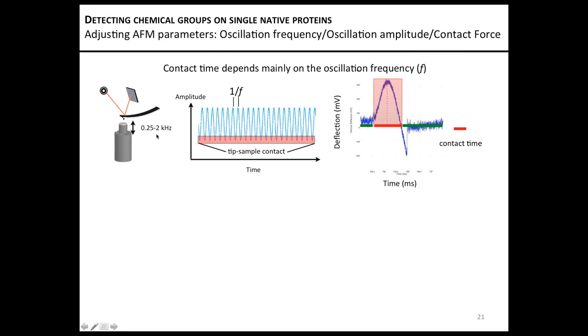Because as you have seen in the introduction, the piezo actuator is oscillated in a sinusoidal way at frequencies between a quarter kilohertz and now even 8 kilohertz. And what you can change is the amplitude of this frequency, and of course also the contact force that you apply when tip and sample are in contact.